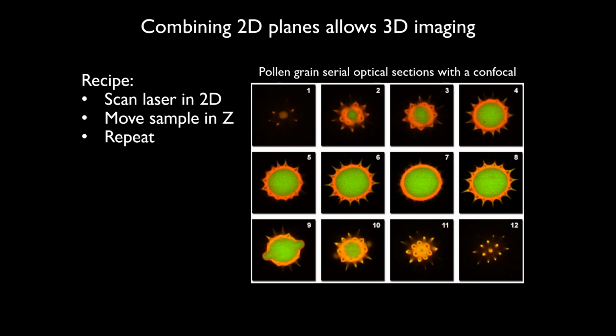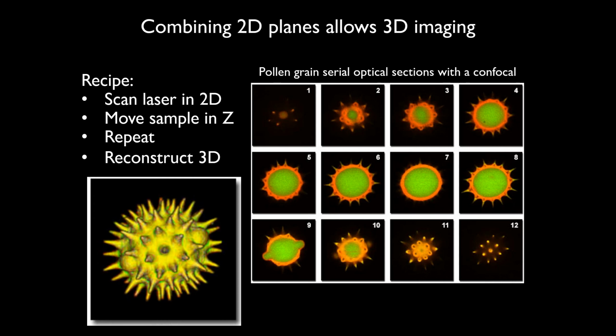So here's an example. We can combine 2D planes to allow 3D imaging of, for example, a pollen grain. On the right, you see serial optical sections taken with a confocal of a grain of pollen. And we've done what I mentioned before, but now we can see the result. We've scanned the laser in two dimensions. We've moved the sample in the z dimension, and we've repeated this over and over. And we can take all of these images and reconstruct that pollen grain in three dimensions.